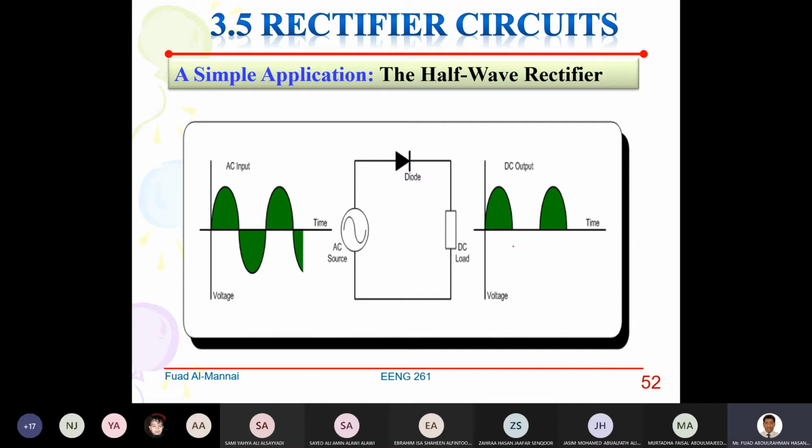So this is called half-wave rectifier. Notice that we are missing the negative half cycle here. This is just a little video clip. Any questions? All right, very good.